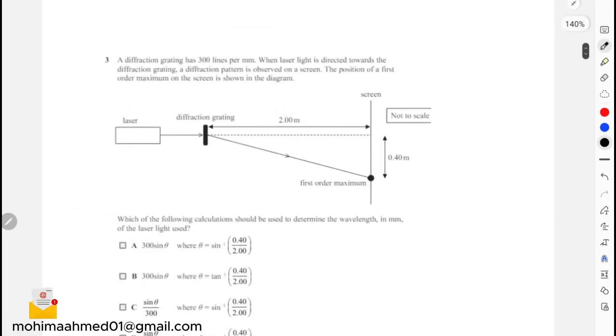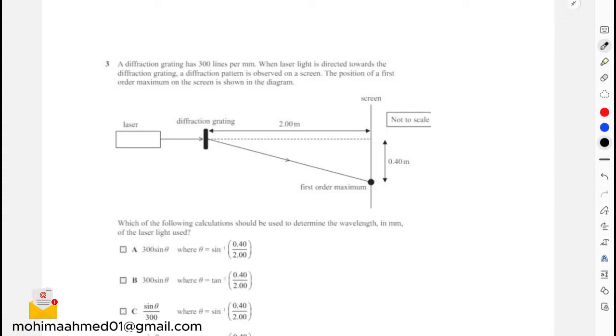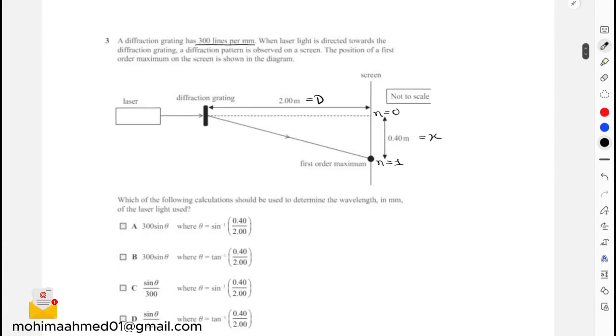After this, let's move on to this question. It says that a diffraction grating has 300 lines per millimeter. When laser light is directed towards the diffraction grating, a diffraction pattern is observed on a screen, and the position of a first order maximum on the screen is shown in the diagram. Now, this is your N0, this is your N1, and the distance between N0 and N1 is 0.4. This is your capital D. This is your X. And for small d, you have to use the unitary method this time. But let's read the question: which of the following calculations should be used to determine the wavelength in millimeter of the laser light used.